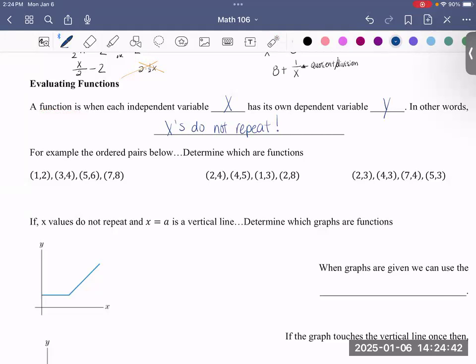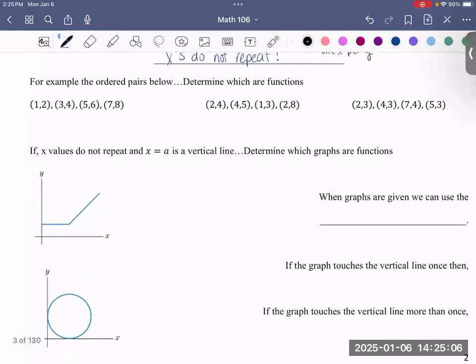Okay, so to think about it, if those who are in the dating pool, if you have an ex, you might not want to consider dating them, right? So don't date the ex again. Therefore, as long as they do not repeat, it is a function. They're also just saying 1x per y.